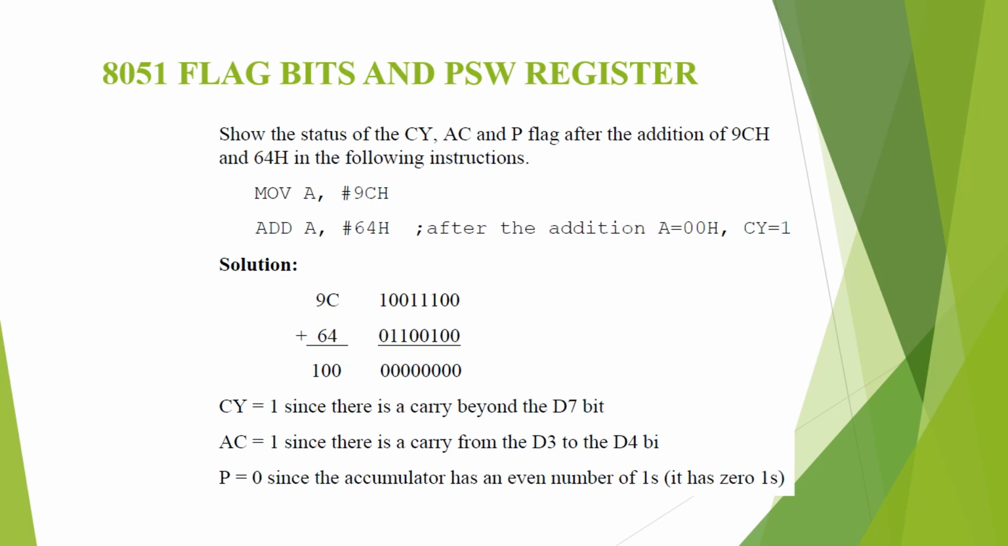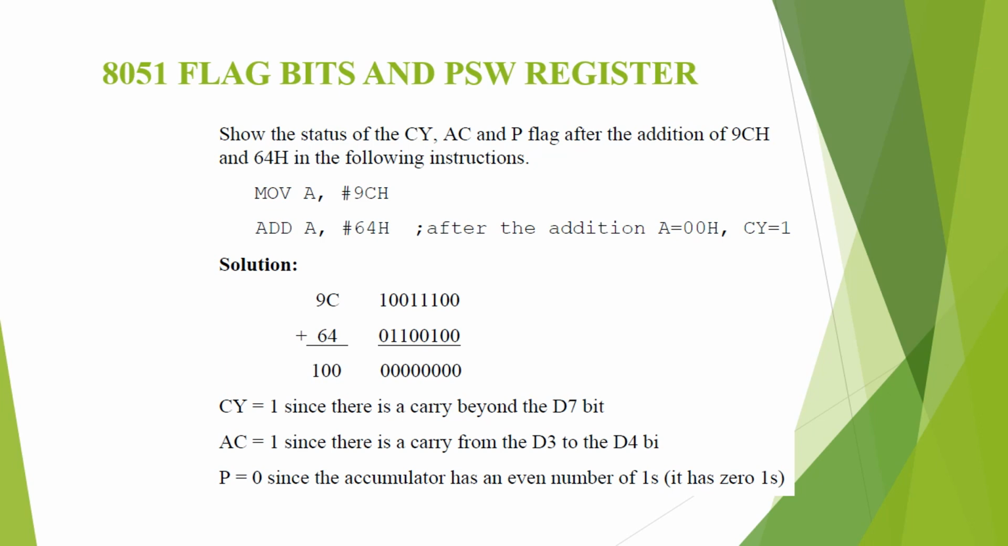Another example to check the status of carry, auxiliary carry and parity flag, that is addition of 9CH and 64H. The code is MOV A, 9CH; ADD A, 64H. The addition of 9C and 64H results in 100H. By seeing the result, we can see there is a carry generated from D7 bit. Hence carry flag is set to 1.